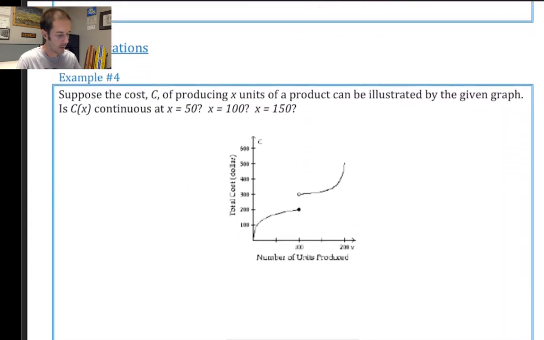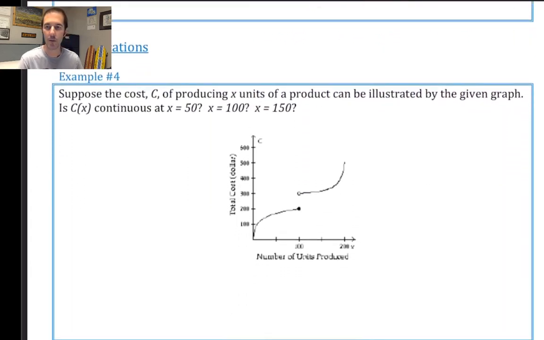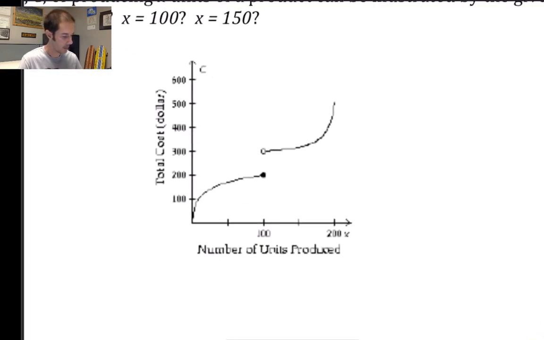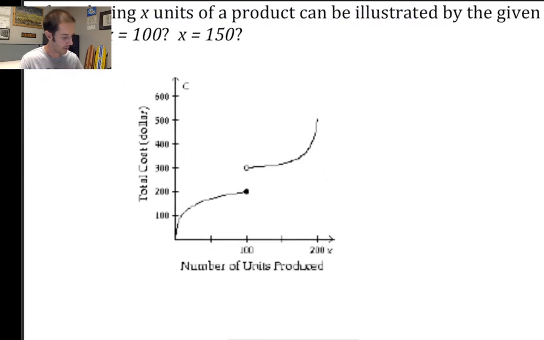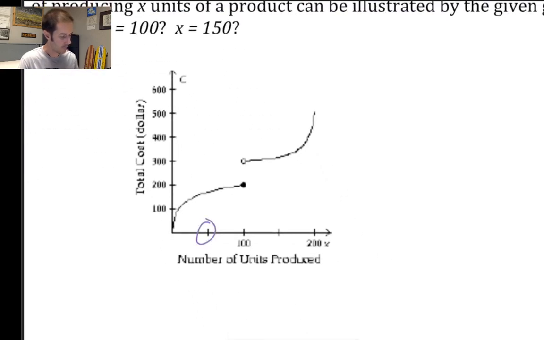And here's our last problem for the section, which is our application problem. Suppose that the cost C of producing x units of a product can be illustrated by the given graph. Is C of x continuous at x equals 50, 100, and 150? This is a nice closing problem. Check out your x-axis here. That's an x value of 50.